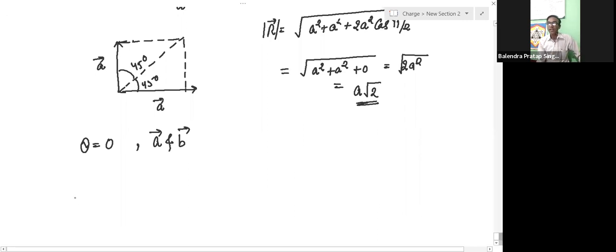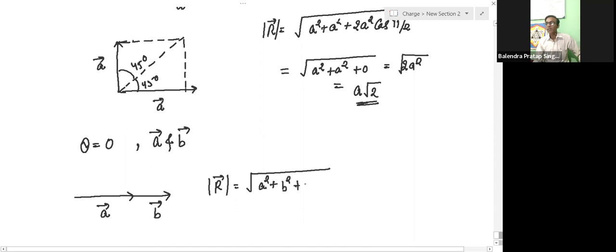Suppose vector A is in this direction and B is also in this direction. So what will be the resultant in this case? The resultant will be, again, you can write it as under root a square plus b square plus 2ab cos 0. What is the value of cos 0? The value of cos 0 is 1. So you can put here under root a square plus b square plus 2ab.